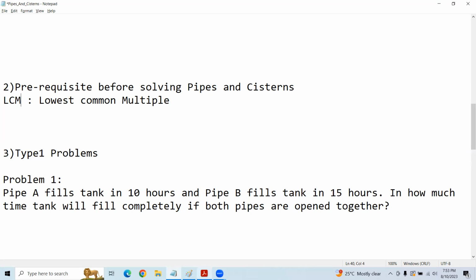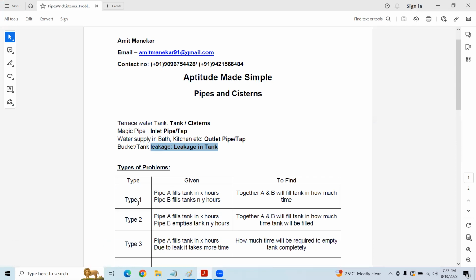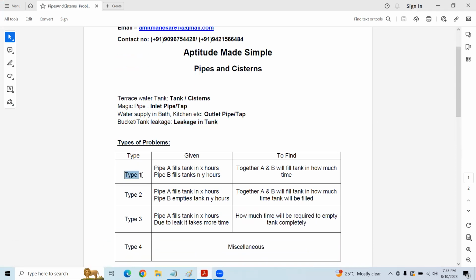Now let's look at type-wise different examples. So let's say type 1. In type 1, what will they give you? Pipe A fills the tank in X hours. Pipe B fills the tank in Y hours. If A and B are open together, in how much time will the tank be filled completely?